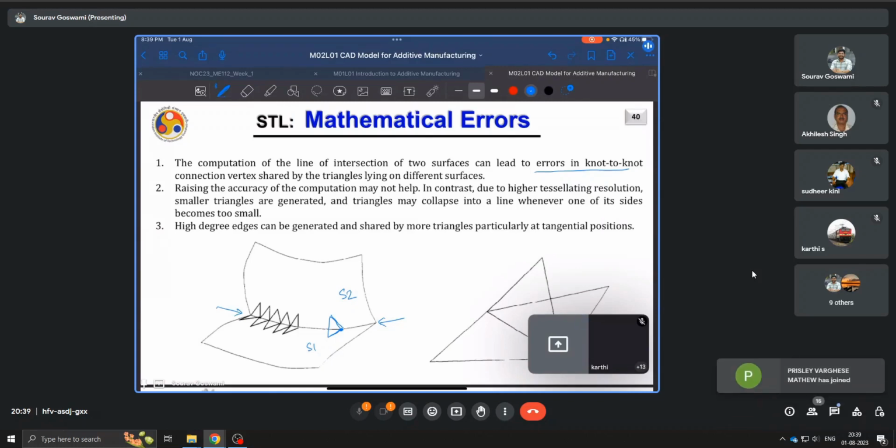And raising the accuracy of computation may not help, as we discussed, because the triangles must have a defined aspect ratio. You can't make them too lean and too tall, because after a point, the two edges will simply degenerate and fall on top of each other, coinciding.